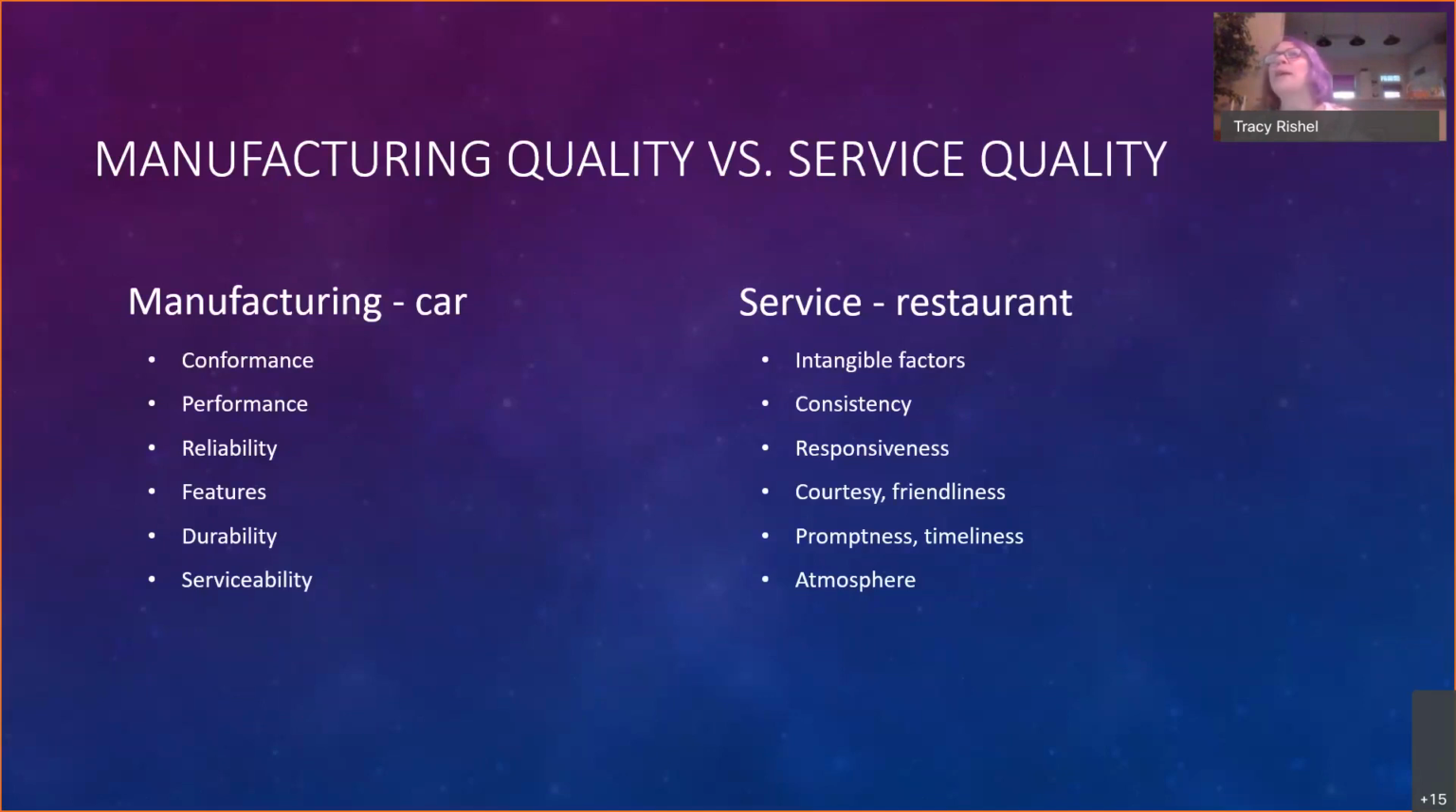Durability, what is the life of the car? Is it durable? Does it last a long time, or do you have to replace it in 5 years? And serviceability, how easy is it to have serviced? Those are just some ways that we might measure or look at quality in manufacturing. And again, if I ask each one of you, how would you define the quality of a car? What's most important to you? You may pick something totally different than I would pick.